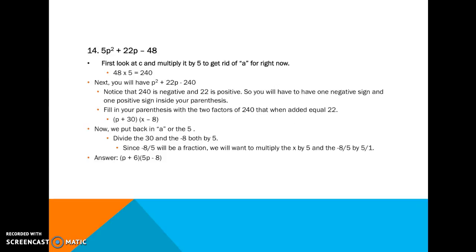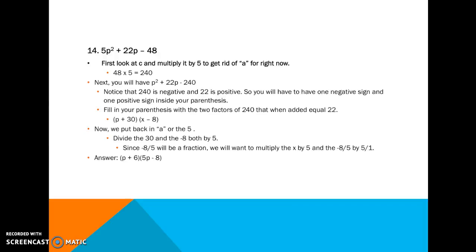Now let's look at number 14 on your page. We have 5p squared plus 22p minus 48. First we're going to look at that c again and multiply it by our a value, or 5, to get rid of a for right now. So 48 times 5 equals 240. Next, we will have p squared plus 22p minus 240.